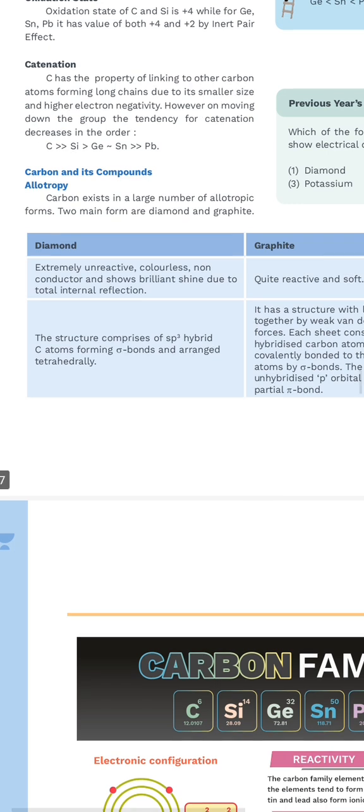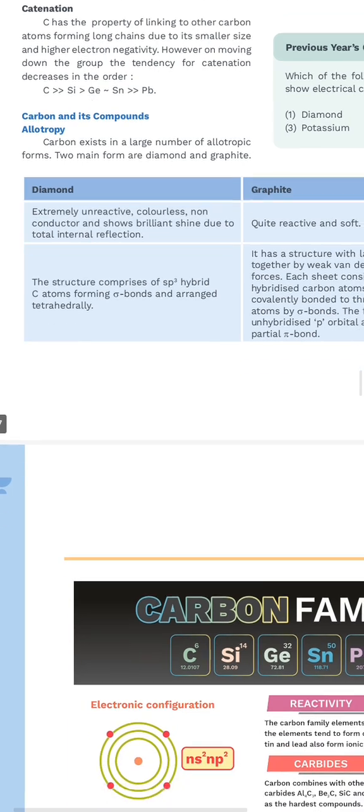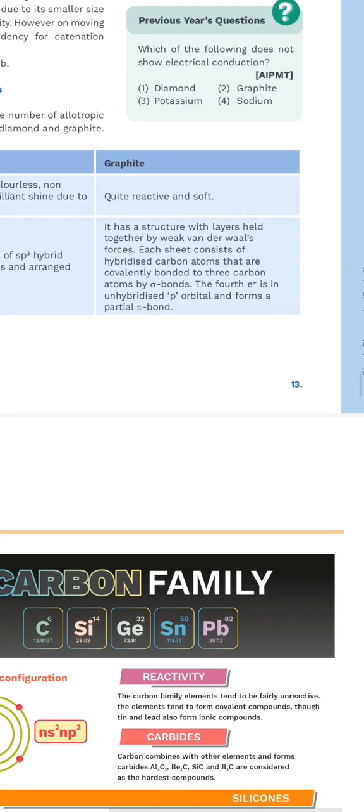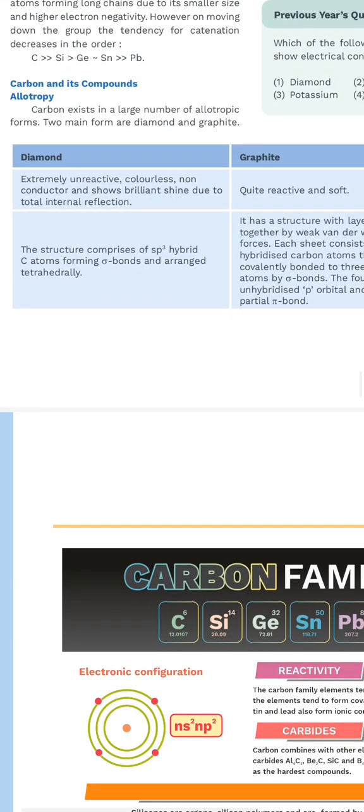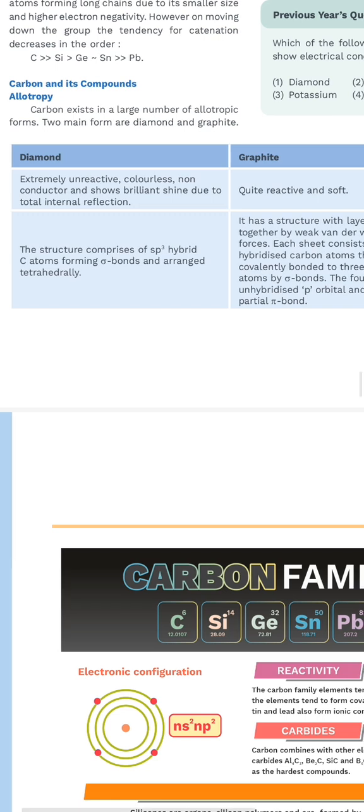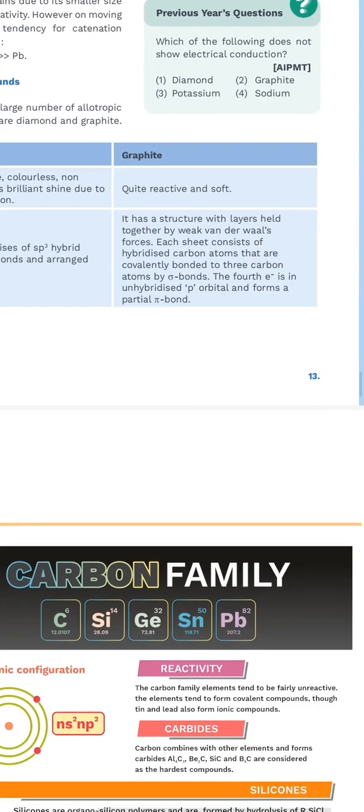Carbon and its compounds. Allotropy. Carbon exists in a large number of allotropic forms. Two main forms are diamond and graphite. So these are the properties of diamond and graphite. Diamond is extremely unreactive, colorless, a non-conductor and shows brilliant shine due to total internal reflection. The structure comprises sp3 hybrid carbon atoms forming sigma bonds and arranged tetrahedrally.